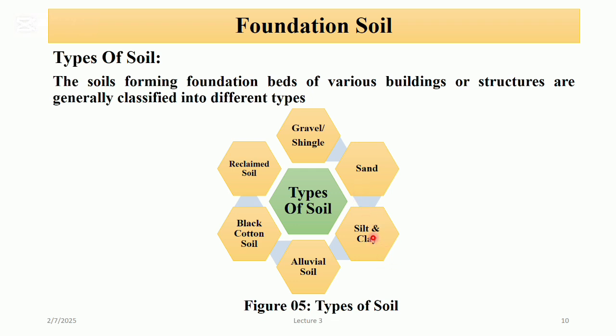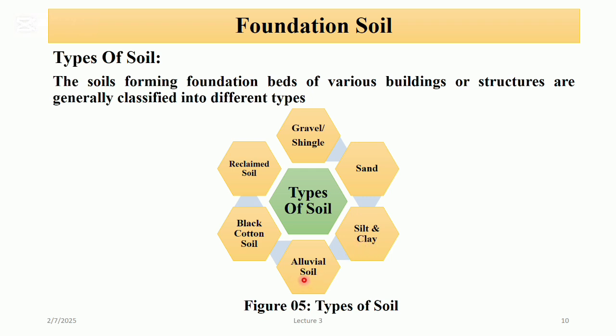Number third, silt and clay. Silt is a finer variety of soil having grain size varying from 0.002 mm to 0.06 mm. Silt is not considered a good foundation material. Clay is composed of microscopic and submicroscopic particles of weathered rock, and its size should be less than 0.002 mm. This type of soil should be carefully studied before providing foundation.